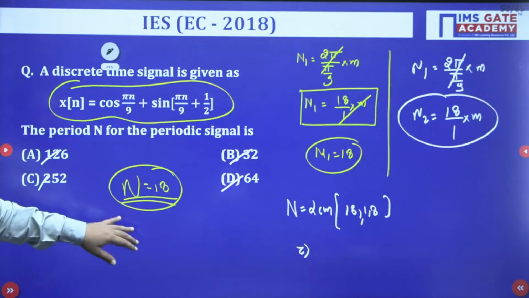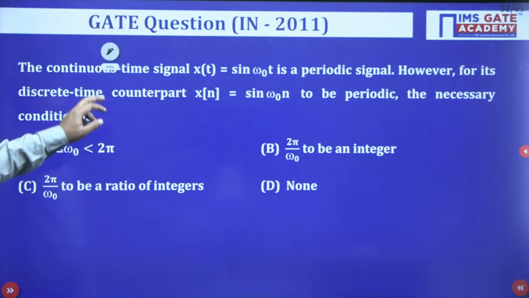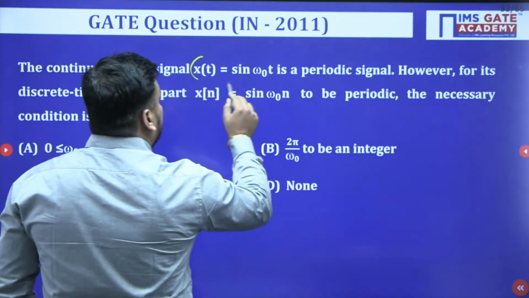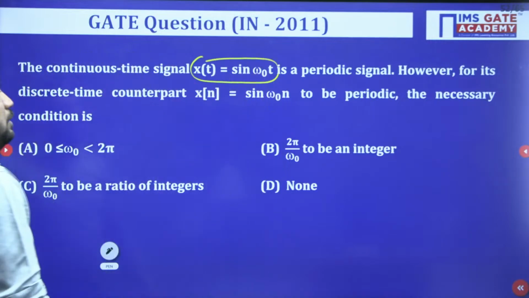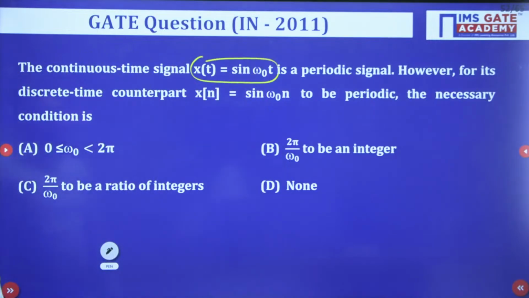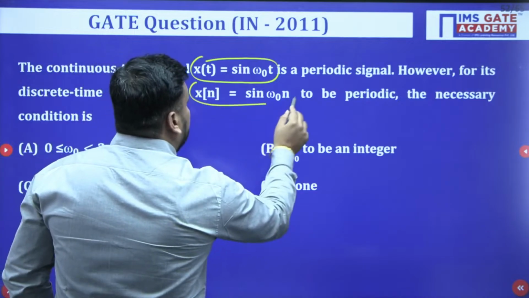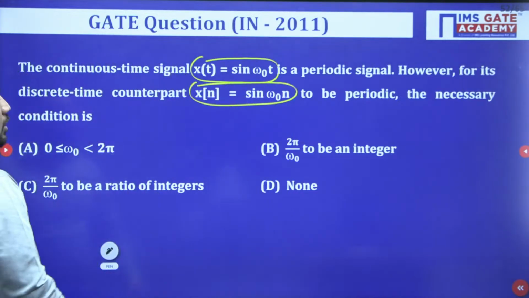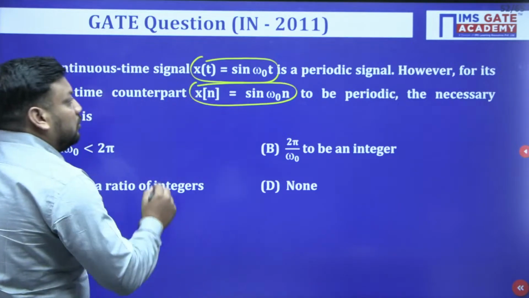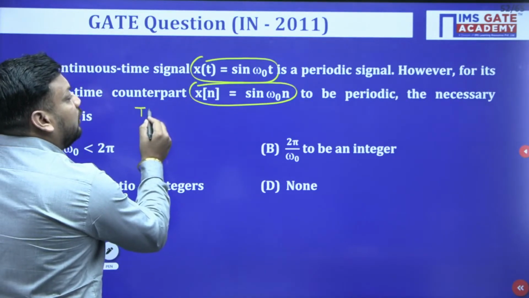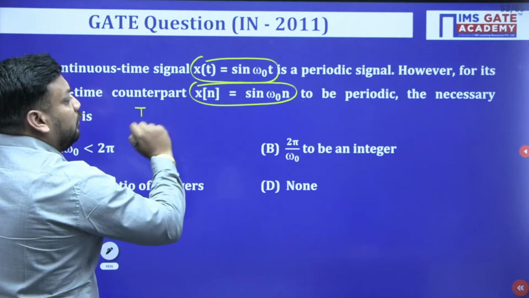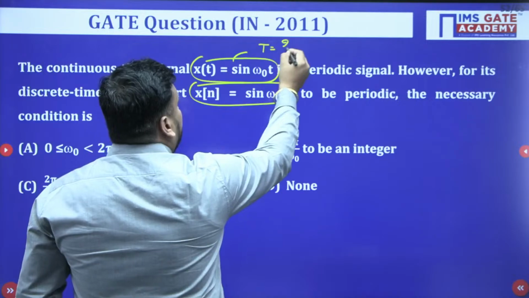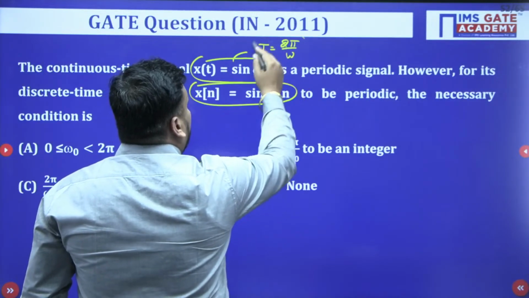Chalo, now we are going for the next question. Just read this question, guys, fast. A continuous time signal x(t) equal to sin(omega 0 t) is a periodic signal. However, for its discrete time counterpart x(n) equal to sin(omega 0 n) to be periodic, the necessary condition is what? So you have to check here, bachcho. What is the fundamental time period for the continuous time signal? Sir, we know that the fundamental time period is T equal to 2 pi upon omega 0.